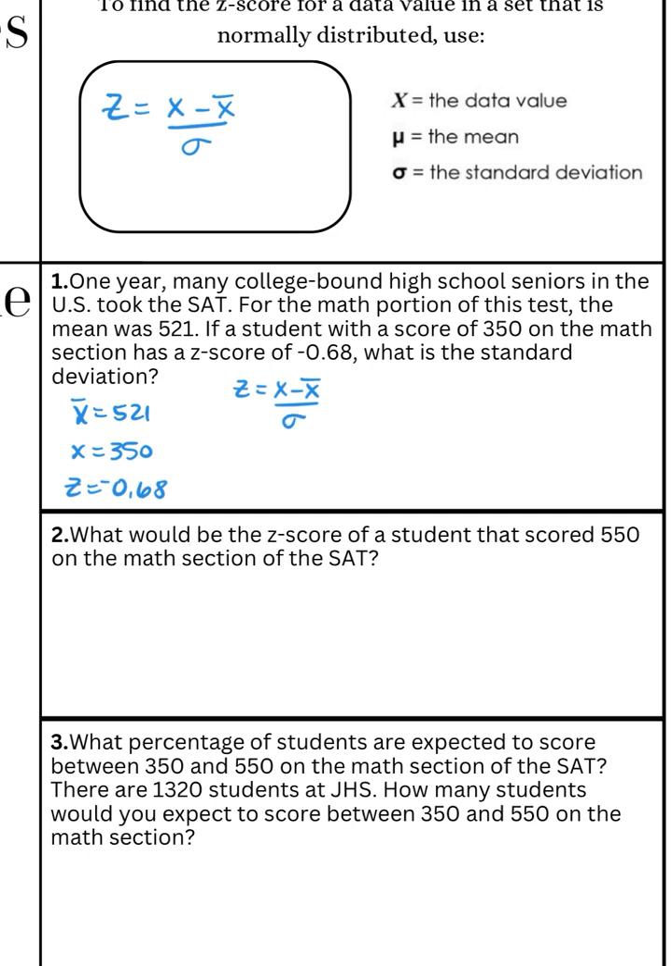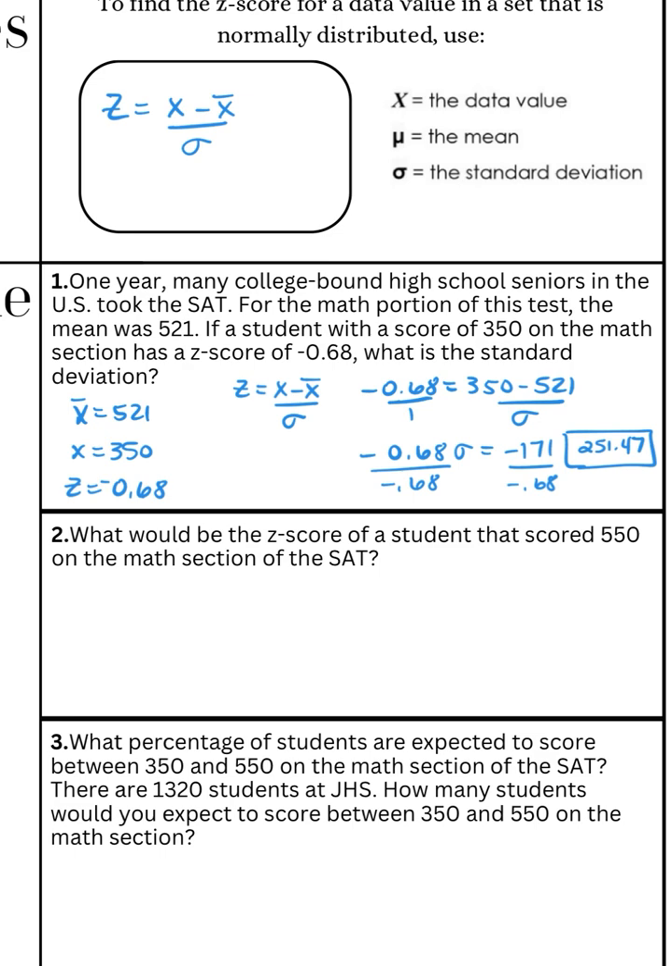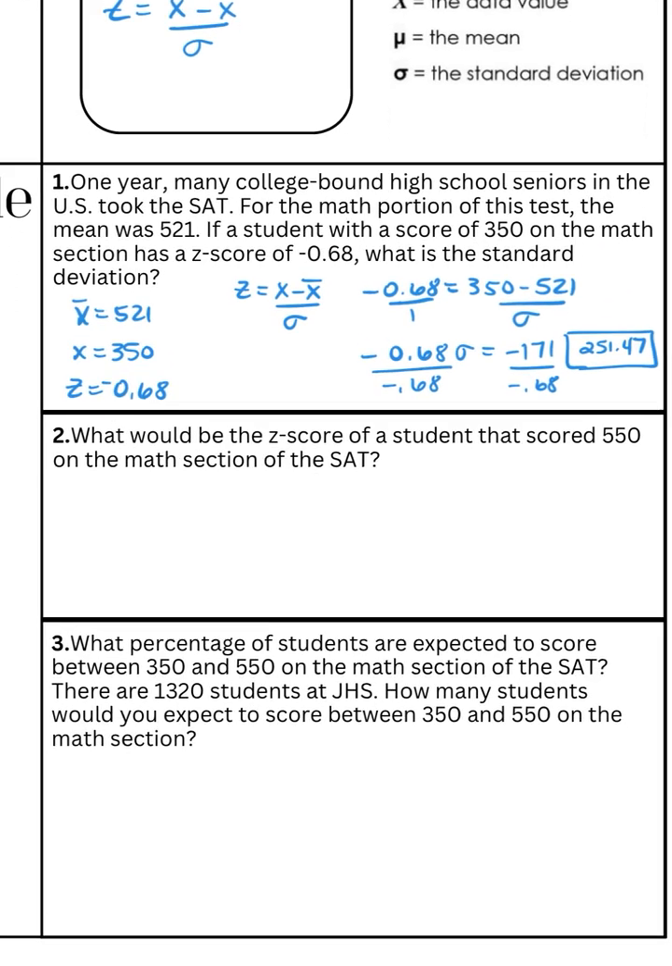So we've got negative 0.68 equals 350 minus 521 over the standard deviation. If we cross multiply, we've got negative 0.68 times the standard deviation equals 350 minus 521, which is negative 171. Then we're going to divide both sides by negative 0.68, and that is going to give us 251.47. So that is our standard deviation. Seems kind of big, but okay.